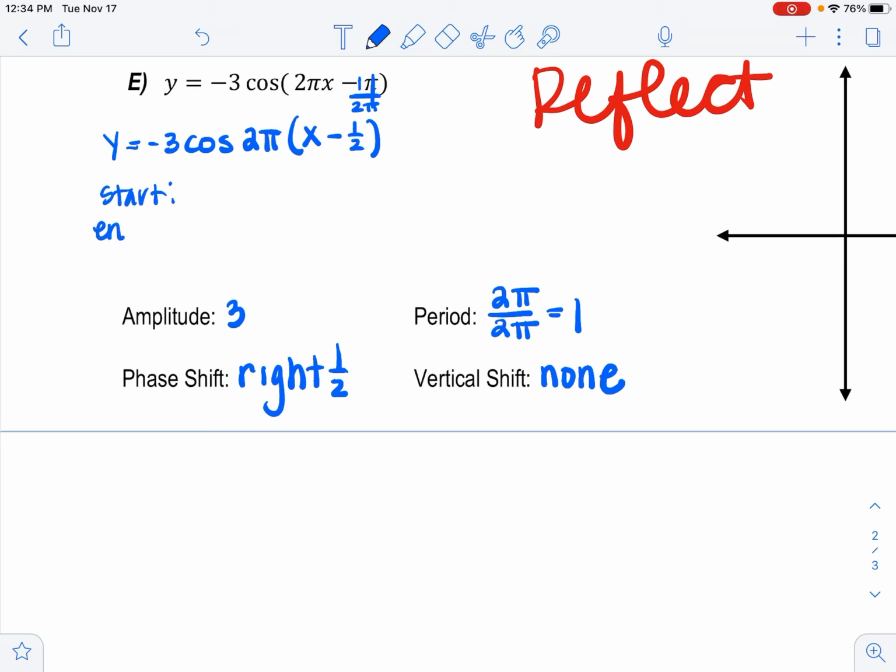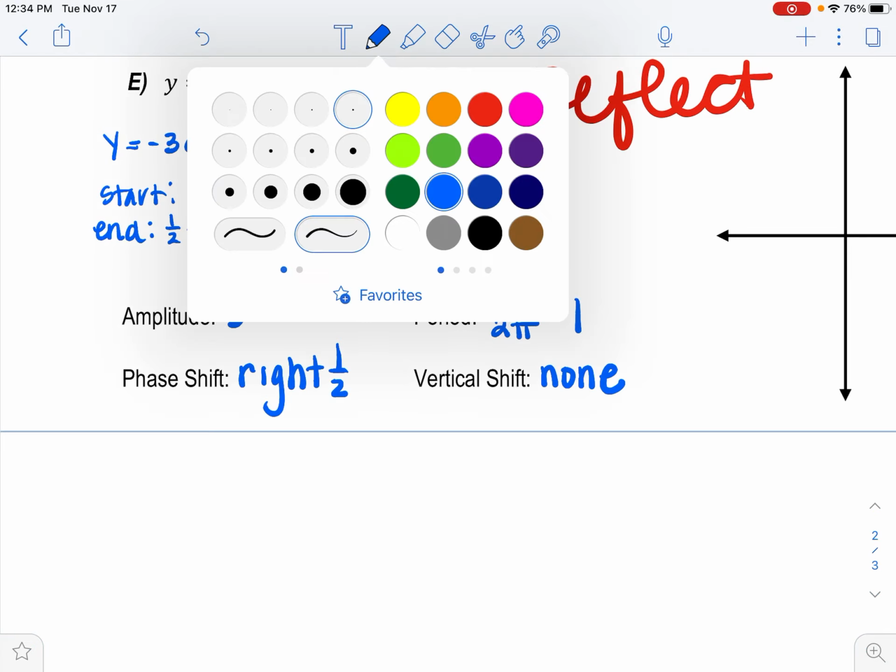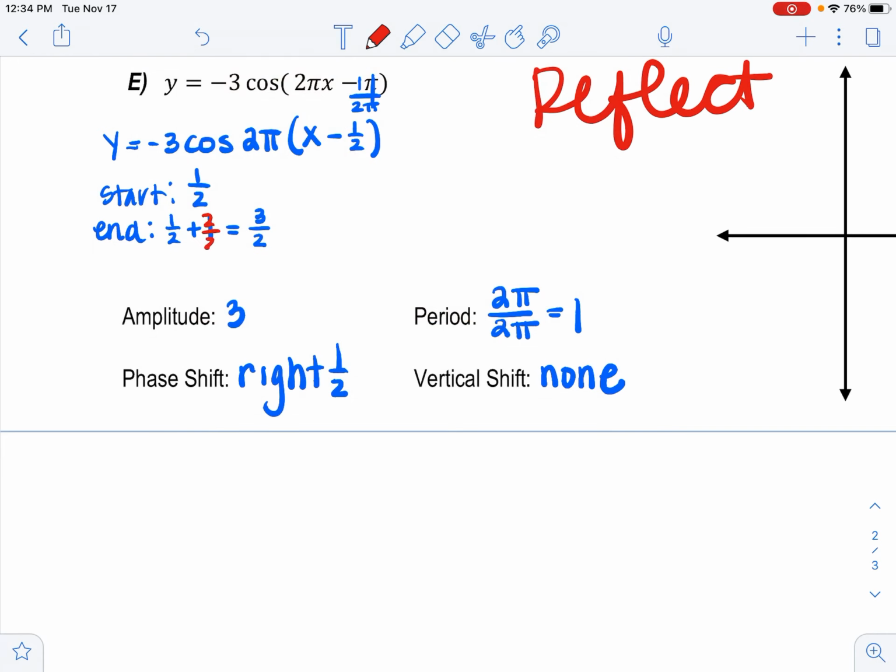All right, now I'm going to see where my graph starts and where it ends. It starts moved right 1/2. To the right 1/2 is positive 1/2. Where it ends, 1/2 plus the period, which is 1. 1/2 plus 1 is 1.5, or 3/2. So you could change this to 2/2, and then you get 3/2.